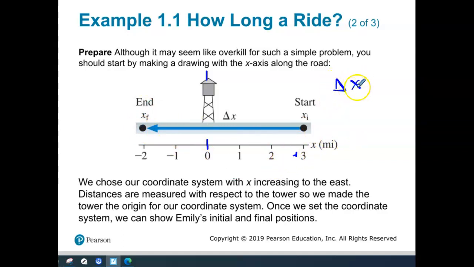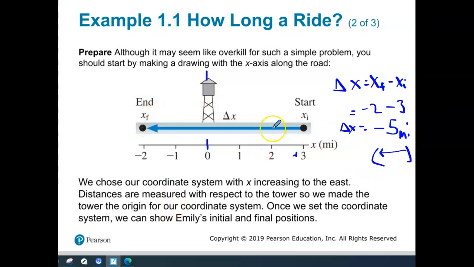So the displacement would be the final minus the initial. We would do the final position, which is negative 2, and she started at positive 3. So our displacement is a negative 5. The unit is miles, which means that she moved 5 miles to the left. And that is what we see here in this motion. This arrow is pointing in the direction of our vector, our change in position.